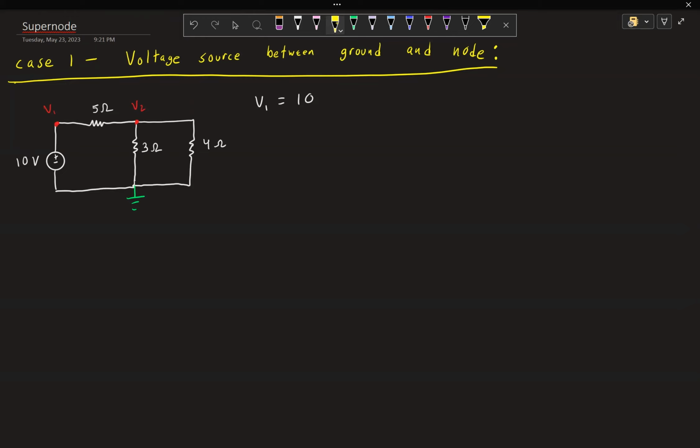So you first define all your currents. Then you do a KCL. Here, the only relevant node for KCL is V2. So we're going to say at V2, I1 equals I2 plus I3. Sum of currents going in equals sum of currents going out. And then finally, we're going to move on to the Ohm's law equations.